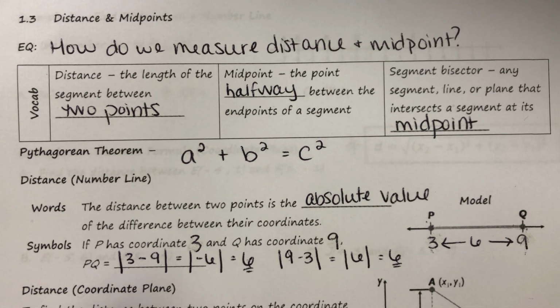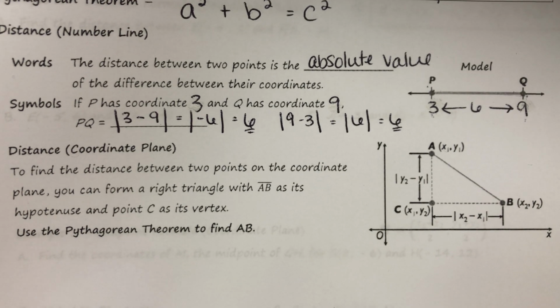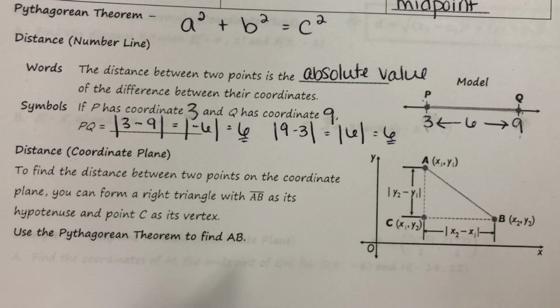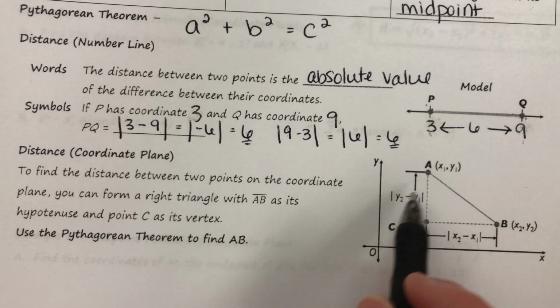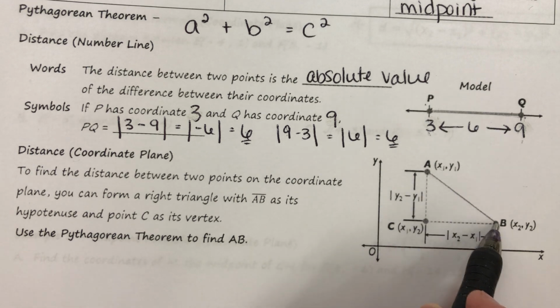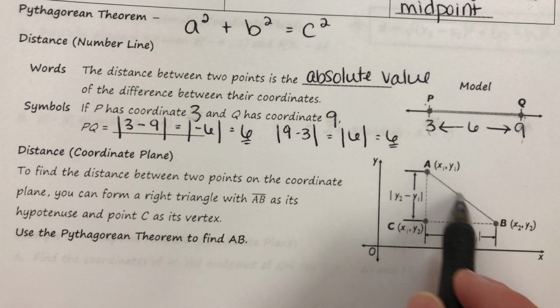All right, distance on a coordinate plane. So now not only do we have side to side like a number line, now we're talking about the x and the y axis. We're going side to side and up and down. I'm out of space here. Okay, there we go. All right, so to find the distance between 2 points on a coordinate plane, x and y, you can form a right triangle. And then you can use this line. If we're finding the length of this guy, we're going to form a right triangle, and we're going to use this as the hypotenuse, right?